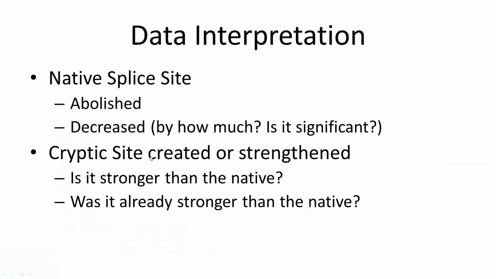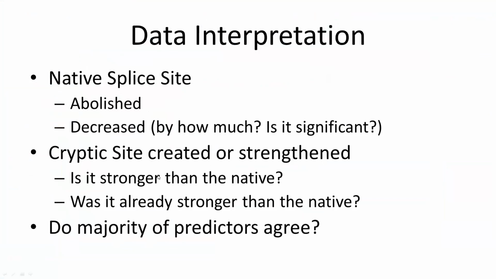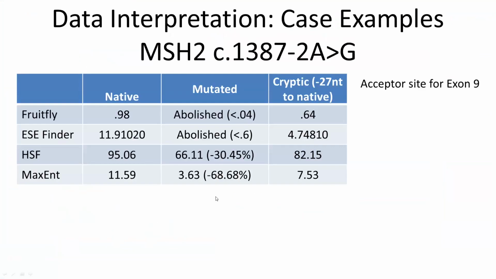In terms of cryptic sites being created or strengthened, you have to ask, is it stronger than the native? Yes, maybe, but was it already stronger than the native? If it was, there's probably not going to be an effect. I would interpret that with caution. And then, do the majority of predictors agree? So just so you know, this is the set of splice sites that we've been working on, the summary table. Everything agrees that it destroys or significantly impacts the native splice site.